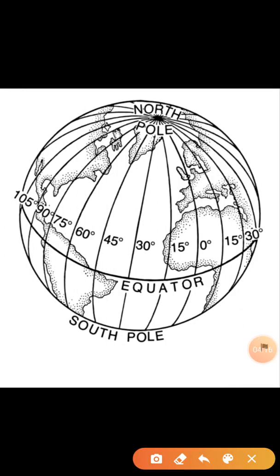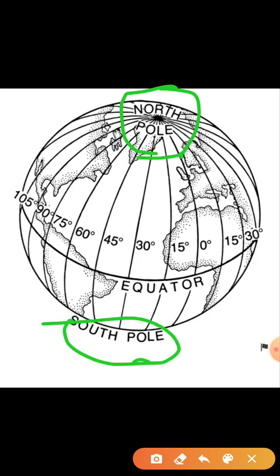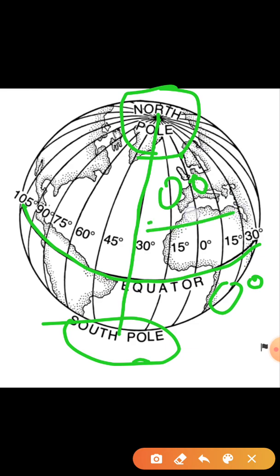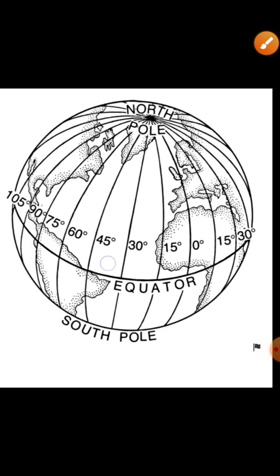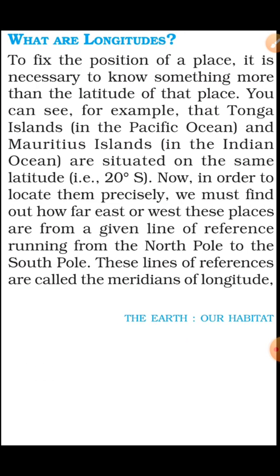So friends, here you can see the North Pole and here is the South Pole. This is our equator, which is situated at 0 degree, and the prime meridian is situated at the center point and it is also at 0 degree. So the equator is at 0 degree, and the prime meridian is also at 0 degree, and it is situated at Greenwich in London. So please remember it, it is a main question. Okay, now let's move ahead.